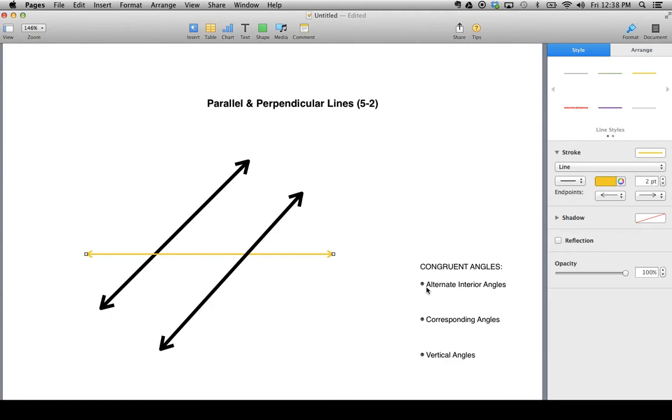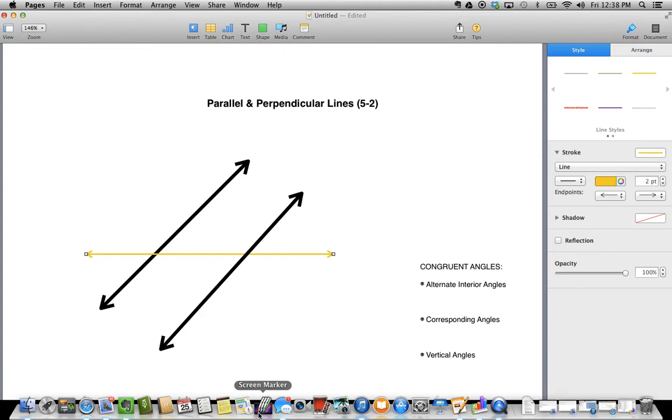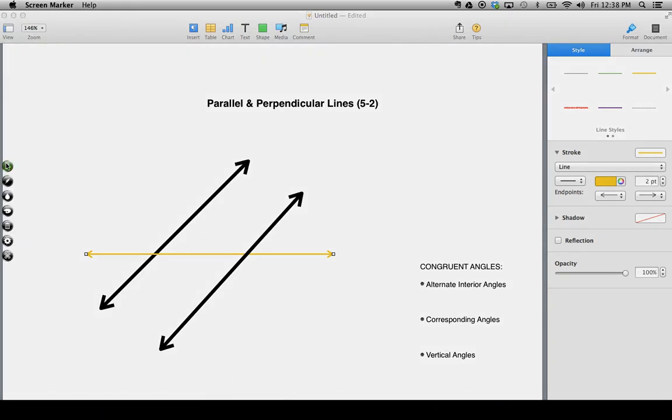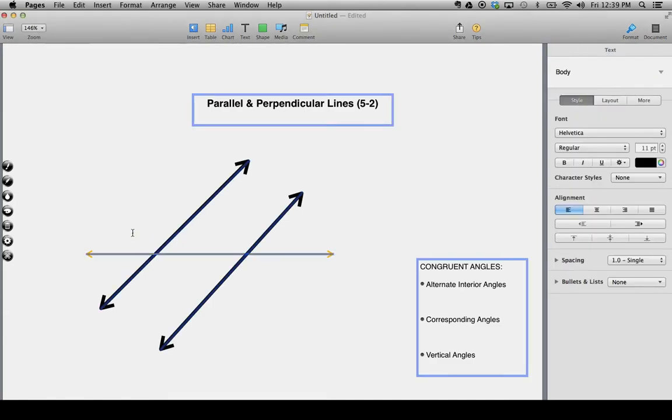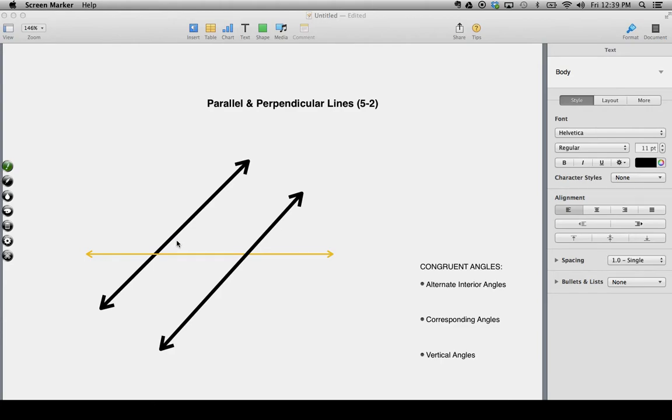So we have three situations that we're going to talk about. Over here, I've got them kind of bulleted, and we're going to describe them as the two parallel lines are intersected by this yellow transversal. The first situation that we see will be the alternate interior angles. Now, alternate means they're on opposite sides of this transversal, and interior means they're inside of the two parallel lines. Here we go. This angle and this angle are alternate interior angles. They are congruent. They have the same measurement.